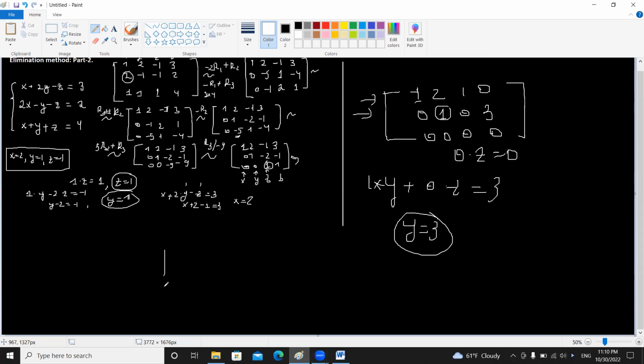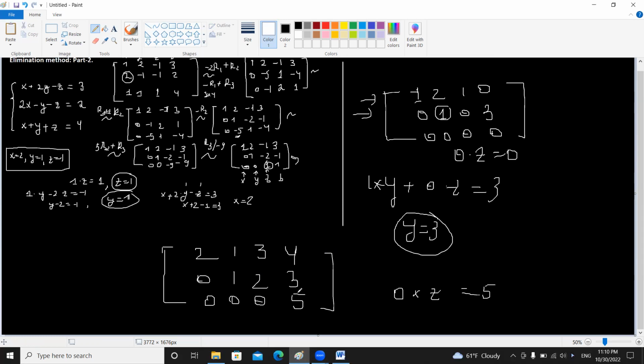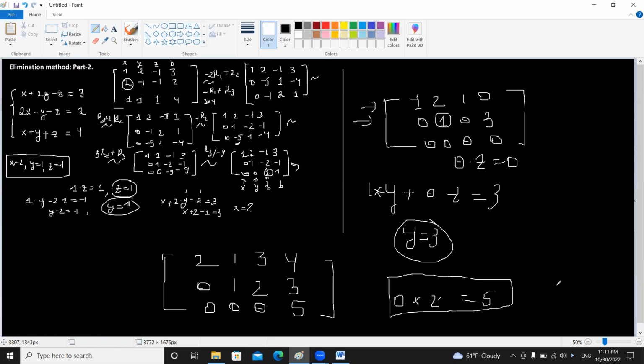So let's see an example of the no solution case. Let's suppose we have such an augmented matrix in the end. This case shows that we have here 0 times z equals to 5. It means that this system will not have any solutions, because the last row has all coefficients 0, but the constant coefficient is non-zero. So this is the case when the system has no solution. And if you remember this case, we called such a system an inconsistent system.